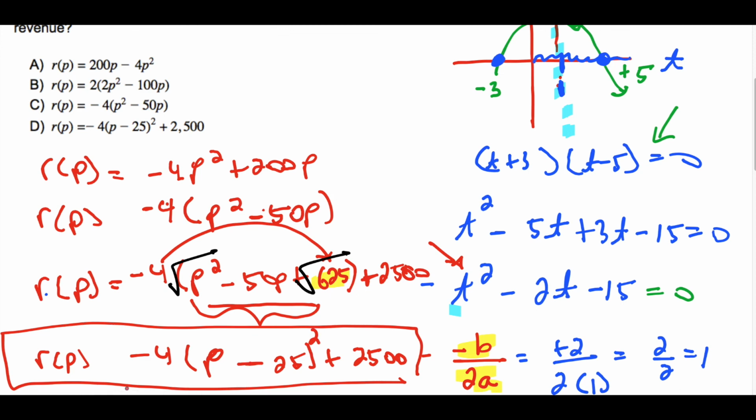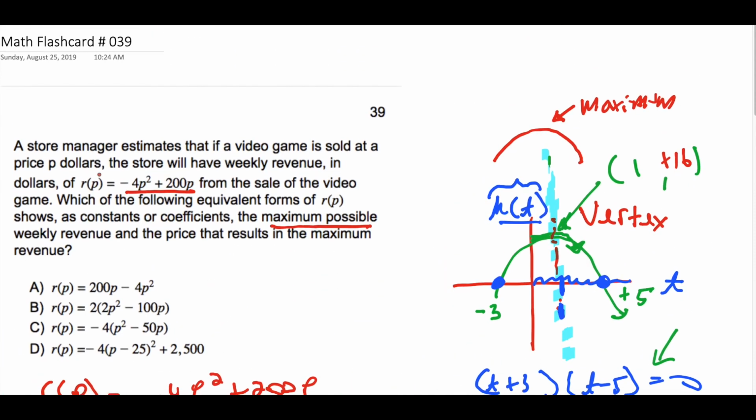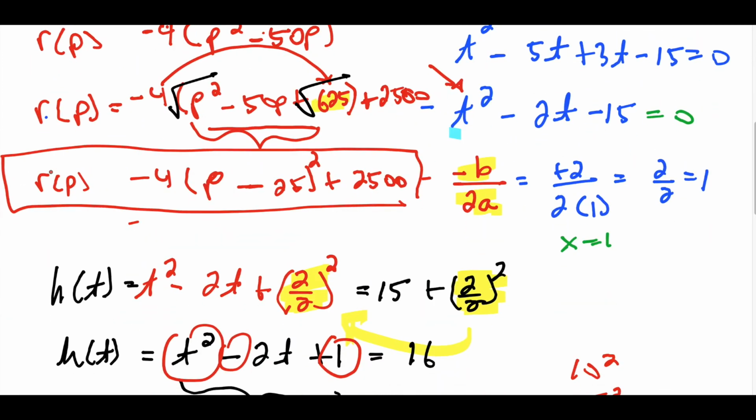So now we know the maximum. The maximum happens at, wait, what is P? Because P is our X value. We know, it says here, you're going to get the maximum revenue at P dollars. Well, I know what P is going to be to give us our maximum revenue.